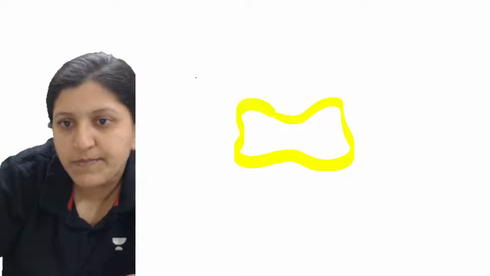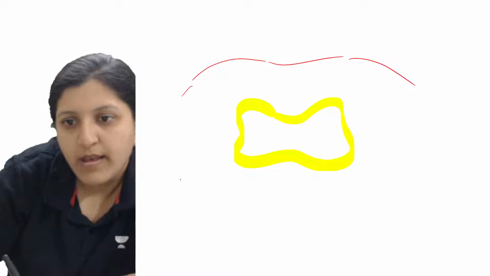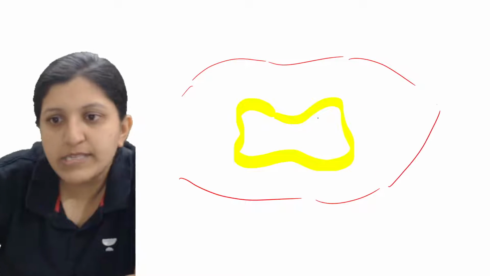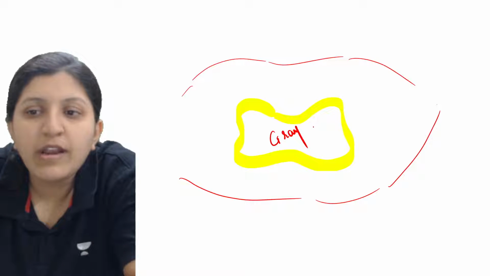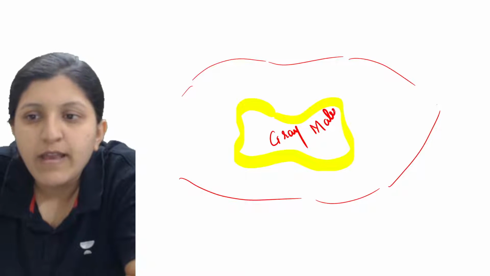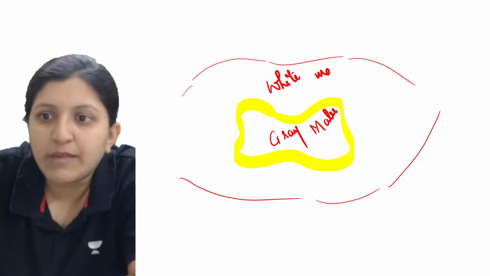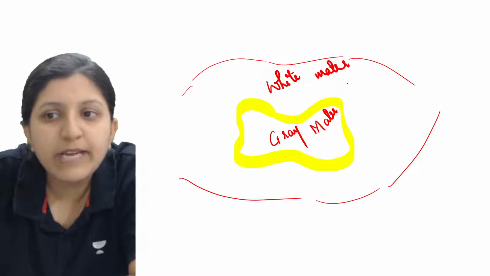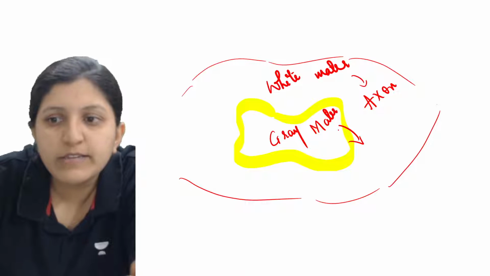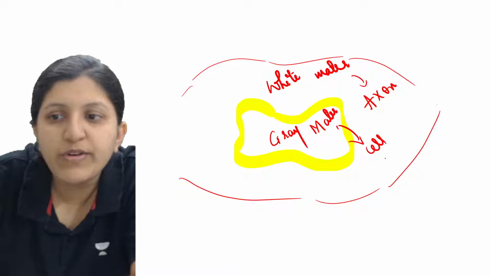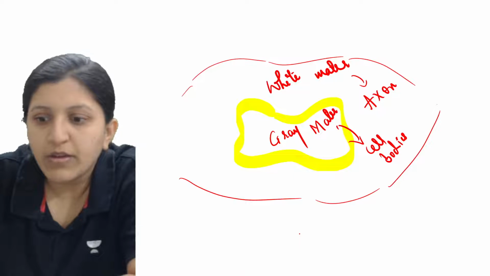Now you can see there is the spinal cord part, and in the spinal cord this is the gray matter. So the medulla region has gray matter and the cortex region has the white matter. White matter can be seen in here. What is white matter made up of? It is made up of axons. The gray matter is made up of cell bodies. So cell bodies are present over here. Alright.